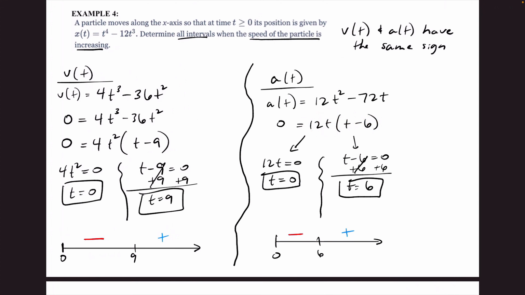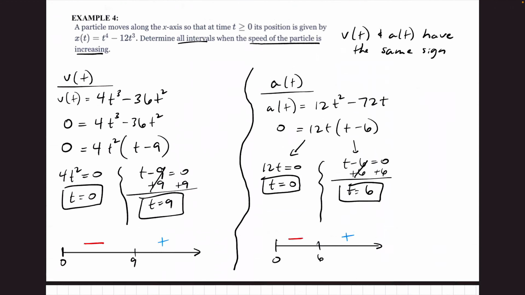Okay? So now we have to answer the question, where do they have the same signs? Where do velocity and acceleration have the same signs? Well, it looks like from 0 to 6, both are negative, right? And then from 9 on, both are positive. Okay, so that's what we're going to have.